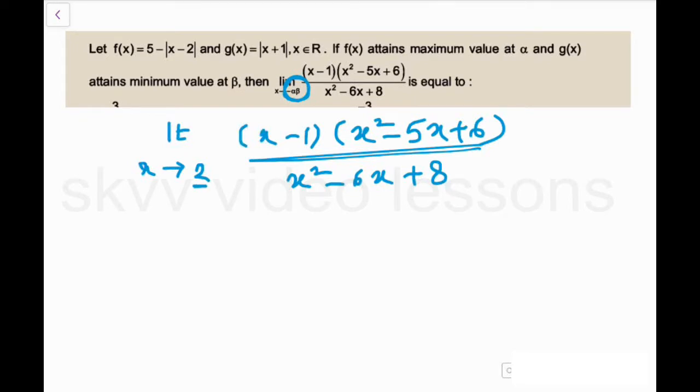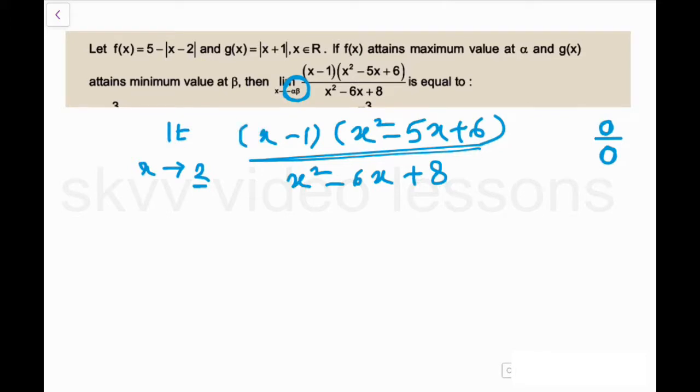हमको 2 आया था. अभी this is what, there is a polynomial in the numerator and there is a polynomial in the denominator. So whenever there is a polynomial, what we have to do? First we have to substitute and verify. If you substitute here 2, you will get 0 by 0, which is indeterminate form. So whenever we get indeterminate form, generally what we do, we use the factorization method.